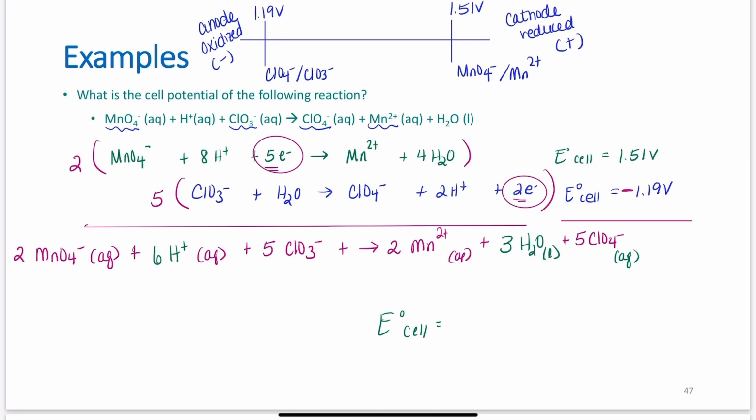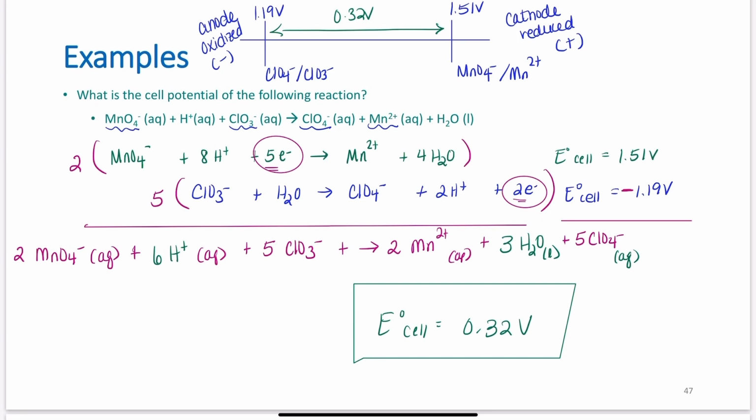Then the overall cell potential is the difference between these. 1.51 minus 1.19. The difference here, 0.32 volts. Cell potential, 0.32 volts. And you have now solved another one.